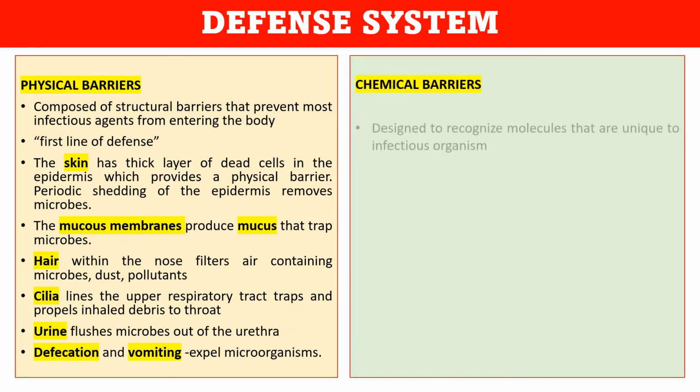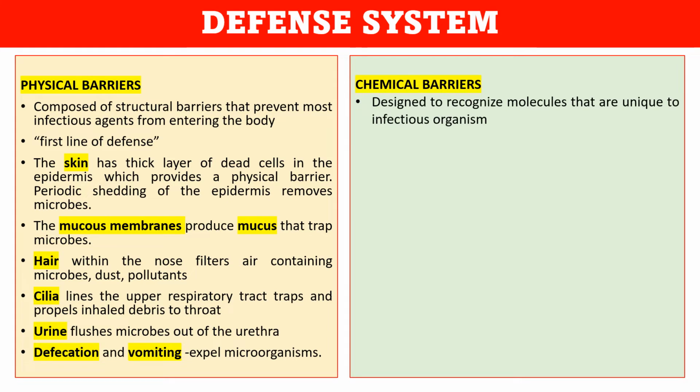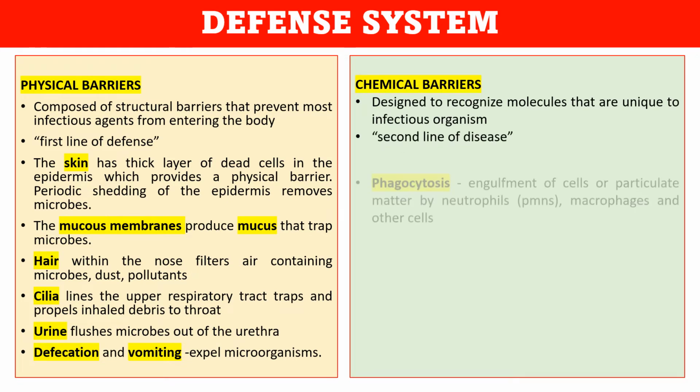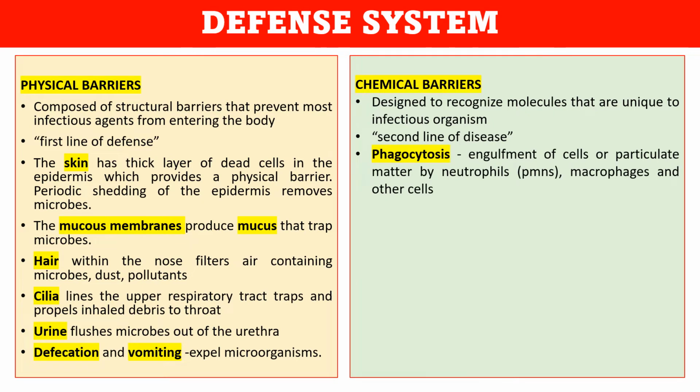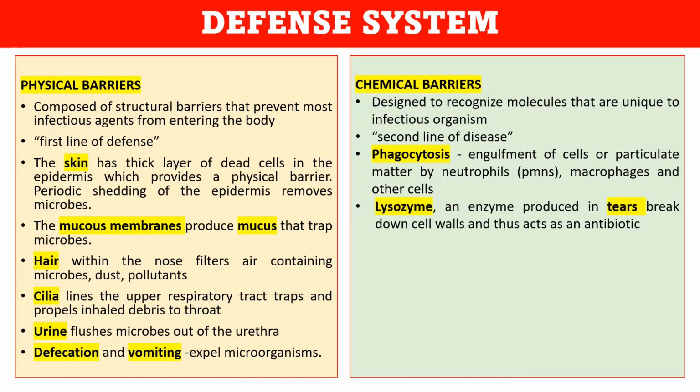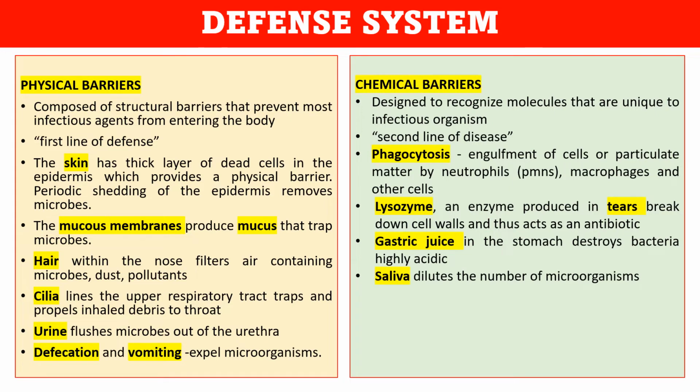The next is chemical barriers. Designed to recognize molecules that are unique to infectious organisms, it is the second line of defense. Phagocytosis: engulfment of cells or particulate matter by neutrophils, macrophages, and other cells. Lysozyme is an enzyme produced in tears that breaks down cell walls and thus acts as an antibiotic. Gastric juice in the stomach destroys bacteria and is highly acidic.